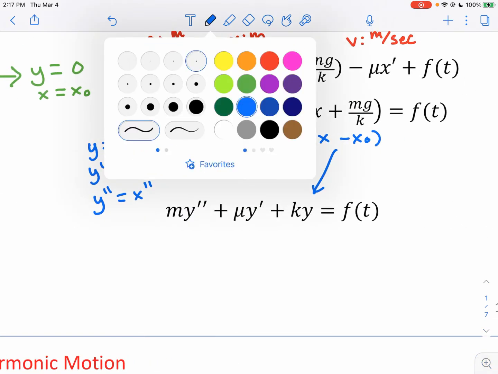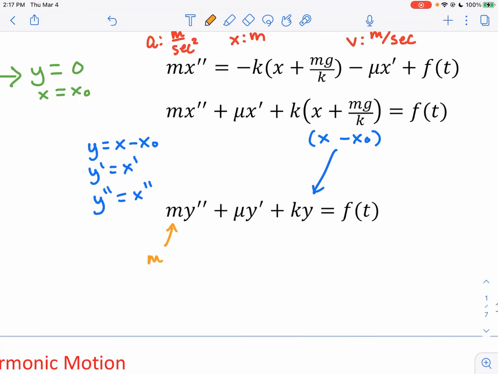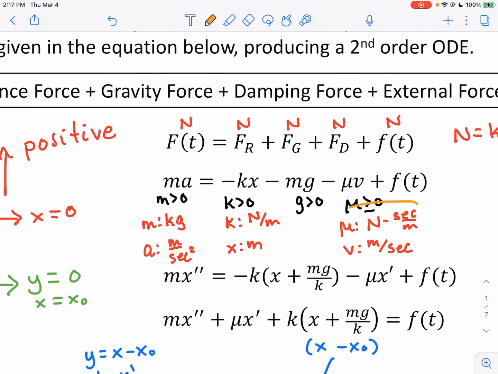So let's name these. Again, the m is the mass of the object, and it's going to be positive. The mu, we're going to call this the damping coefficient. And it's also going to be positive. And let's put units on all these. The mass has to be in kilograms. So if you're given a mass that's in grams, you're going to want to convert to kilograms first. The mu, its units, if we look back up here, that was the Newton seconds per meter.